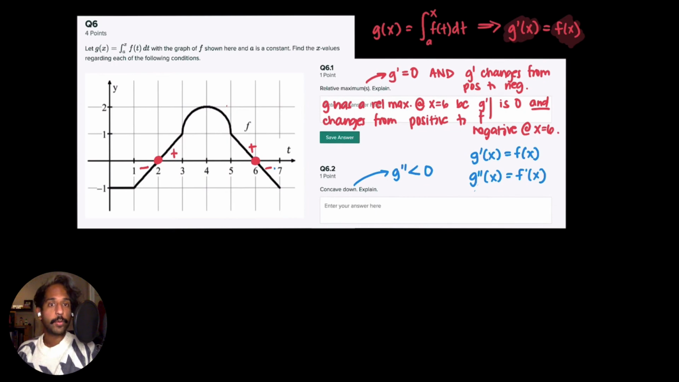So if we want to find when g double prime is less than 0, that's also saying when f prime is less than 0. When is the derivative of f negative? And so we want to find the regions where that happens. I see, and I'm going to highlight where this is happening, I see that it's negative here, it starts to go down, and then it stays negative all the way down this way.